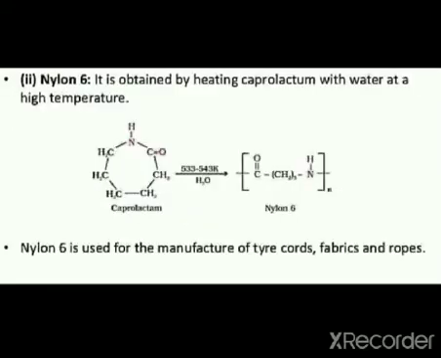Next we shall discuss about another polymer, nylon 6. The monomer of nylon 6 is caprolactam. The polymer is obtained by heating caprolactam with water at a high temperature. Now what does 6 indicate? 6 indicates the number of carbon atoms in the monomer caprolactam. There are 6 carbon atoms in the monomer.